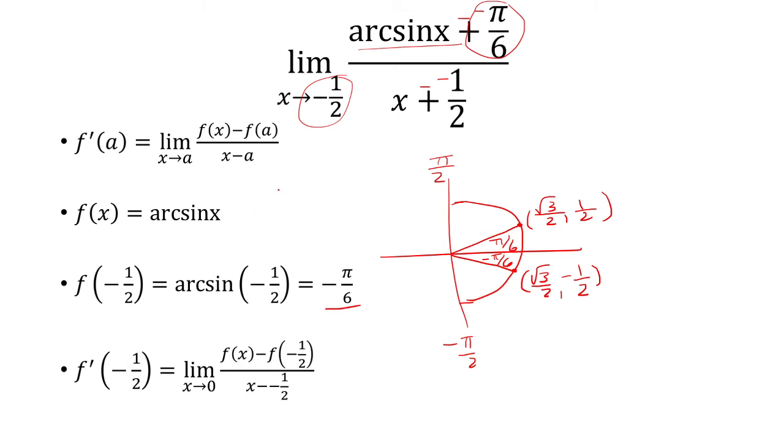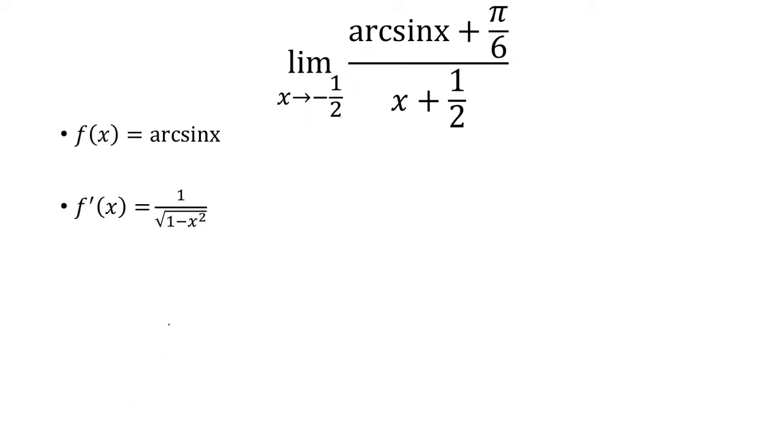So this is of the form, and what it really comes down to is taking the derivative of arcsine at x equals negative 1/2. So the derivative of arcsine is something you should have memorized. That's just 1 over the square root of 1 minus x squared. So now we just need to plug in negative 1/2.